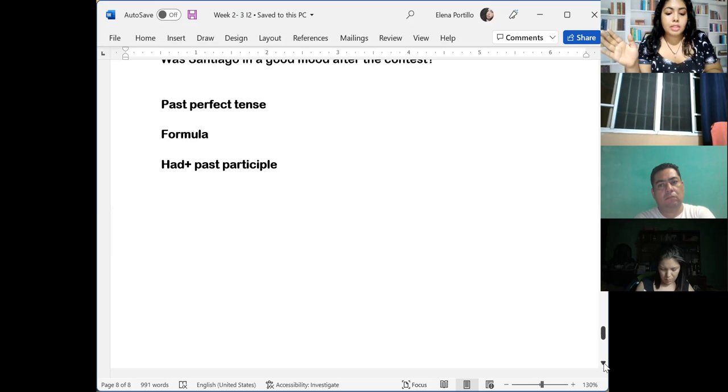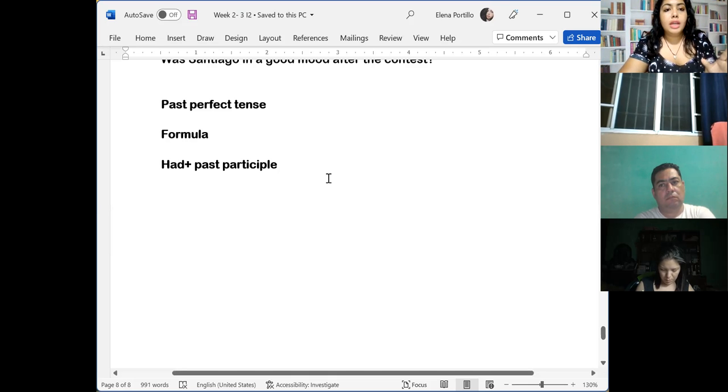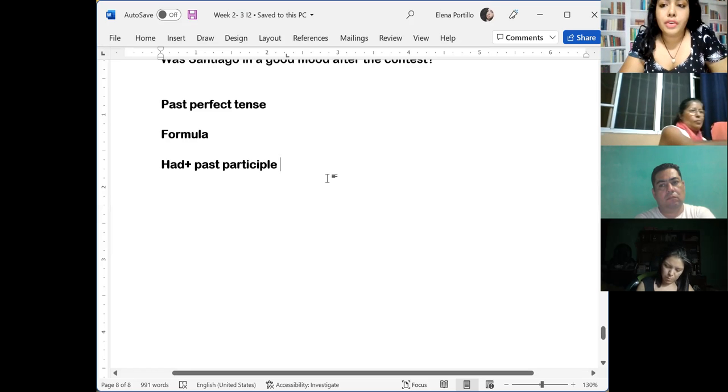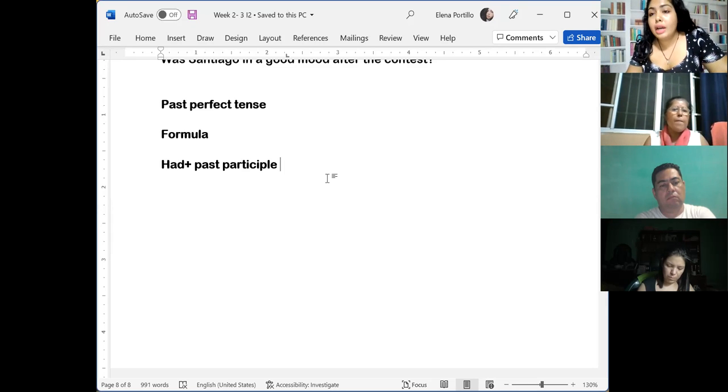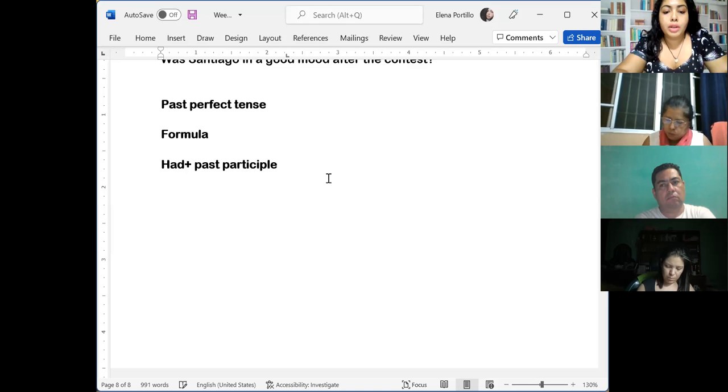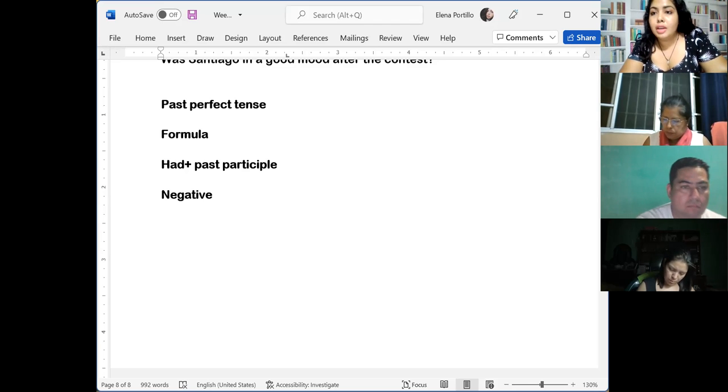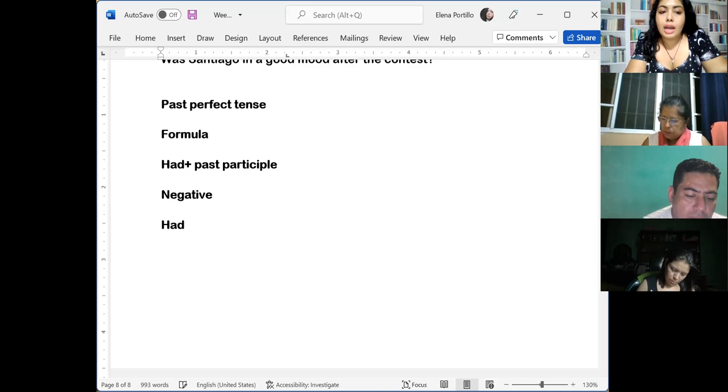Then, how to make the past perfect negative? We have the had plus past participle to create a sentence in past perfect tense. But how can we use this past perfect tense in negative? It is very simple because we have this formula and then we have to do something very easy, that is adding something in this formula. So we have had plus not plus the past participle.